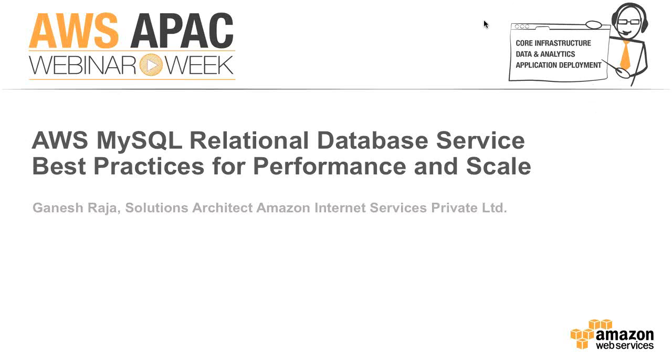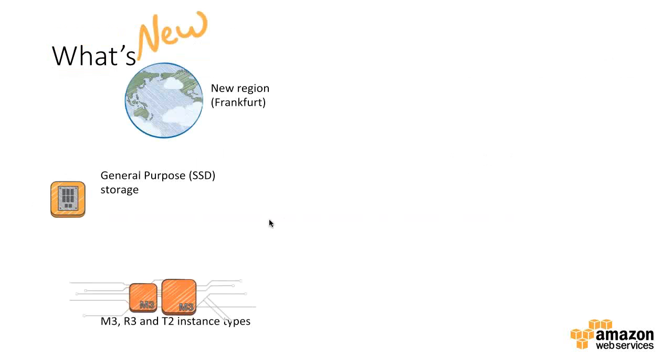Today we're going to talk about best practices for performance scale on MySQL using the Relational Database Service in AWS. So what is new? Let us start off with what is new on RDS. We have a new region, Frankfurt. We have RDS available there. You can start using RDS today in Frankfurt.